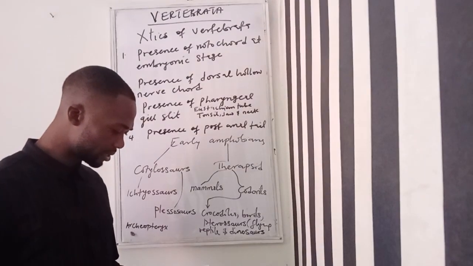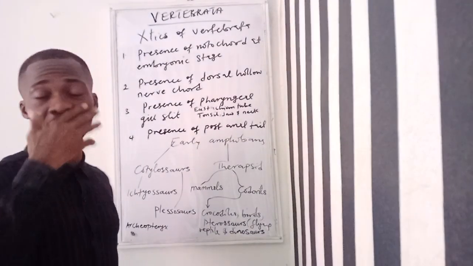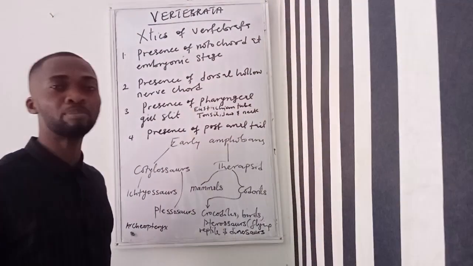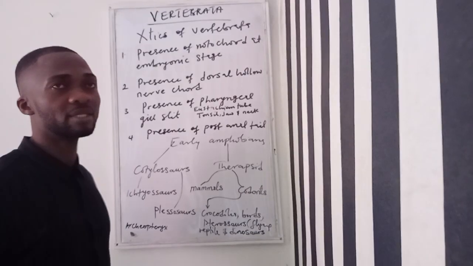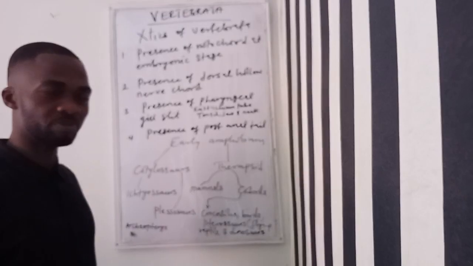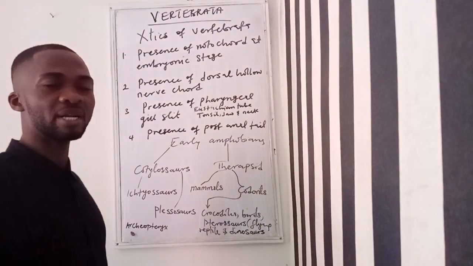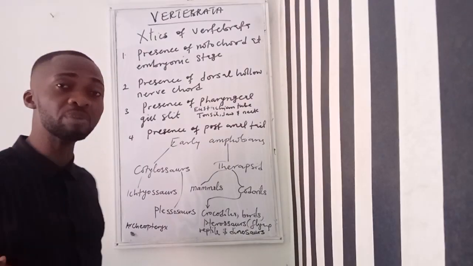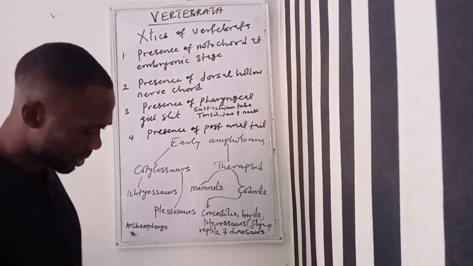Even though they are metamerically segmented, it's something you may not really see on the external part of some of these vertebrates. But if you look at the vertebral column, you see that the vertebral column has repeating segments, repeating units of segments. That is what we mean by being metamerically segmented. Even the ribs, you can also see that the rib is also metamerically segmented.